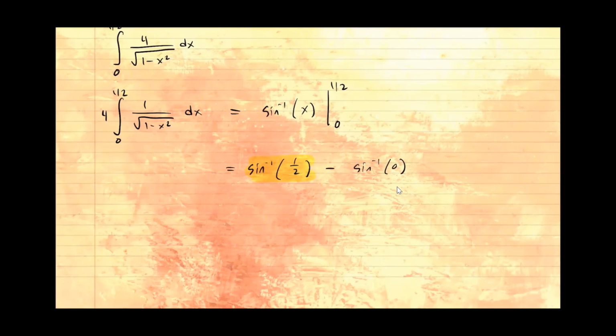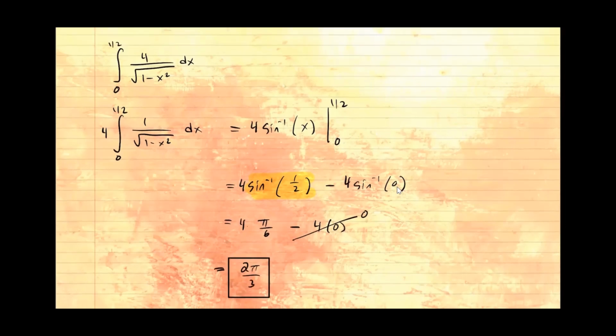What is sine inverse of 1/2? Pi over 6. Good. You have to say it with confidence. Well, I forgot the 4 too, so I'm going to put it there. Sorry, I left the 4 behind. So this gives us 4 times pi over 6 minus what's sine inverse of 0? 0. Good. So this goes away. So all of this simplifies to 4 pi over 6, which is 2 pi over 3. So that will be the answer to this problem.